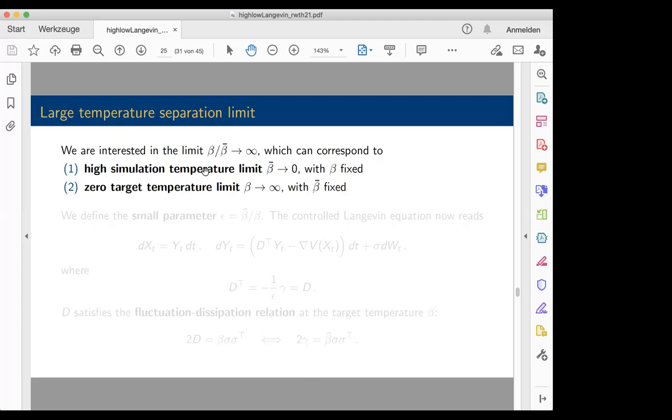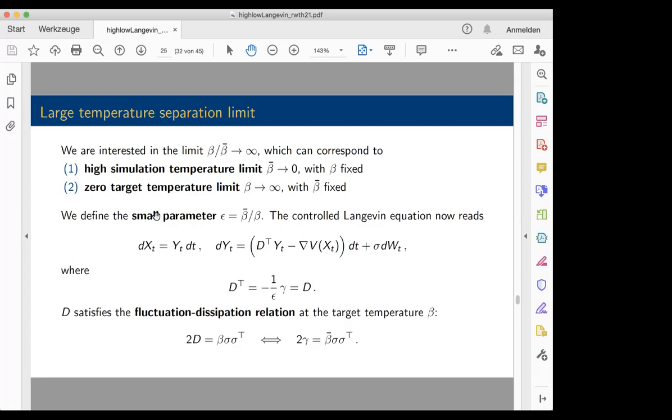We can do it in two ways. We can fix the target temperature and make the simulation temperature very high, which means I send beta bar to 0. Or I could keep the simulation temperature fixed and send the target temperature to 0. We know what is happening then: our dynamics will converge to a global minimum of the energy landscape, if it has one, and otherwise it will converge to a combination of the local minima, or of the lowest minima. So we've studied these two scenarios, these two limits: beta bar to 0 keeping beta fixed, and beta to infinity keeping beta bar fixed.